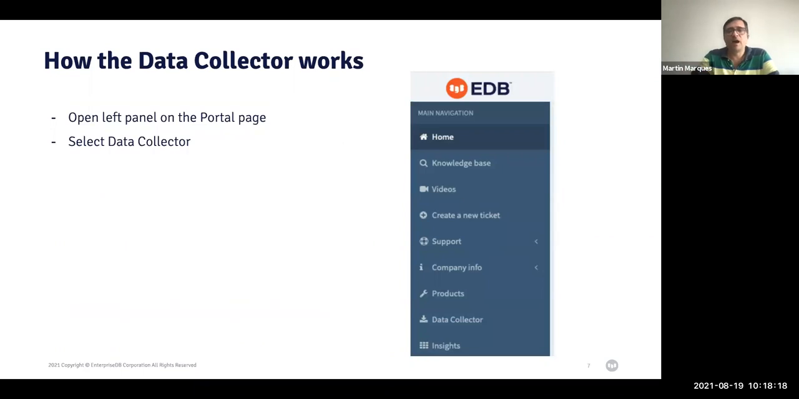So how do we download the collector? We go to the EDB portal page, and on the left side of the portal page we have a panel. And you'll see there that we have home, knowledge base. Here's where you'll find the knowledge base articles. And then if you go down, you'll see here the data collector. You can download it directly through the data collector here, or you can go to Insights, and in Insights you'll have both options: to download the data collector and to upload the tarball, the collection that was already produced by the data collector.